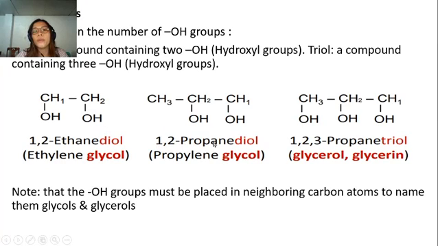Next, 1,2-propane diol. Propane has 3 carbons. For the numbering, we consider where the hydroxyl group comes first, so that is where we put 1 for our carbons 1, 2 and 3. So we have 1,2-propane diol, or commonly known as propylene glycol.